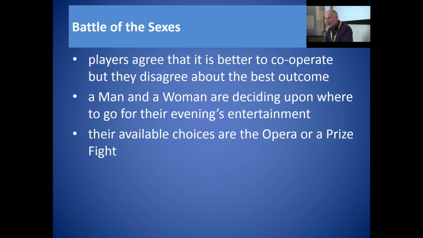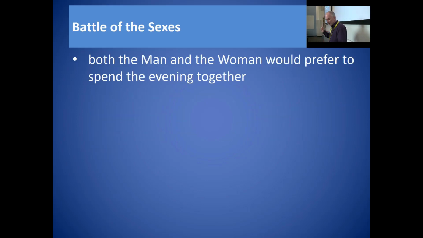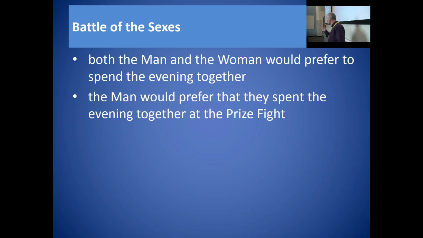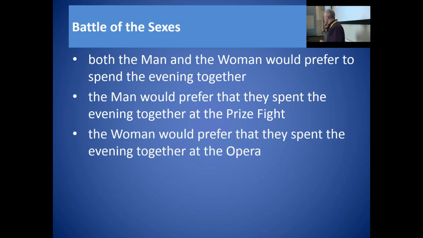So, they agree that they want to go together. Given that tomorrow is Valentine's Day, it couldn't be probably a better example to use. So, they're choosing, do we go to the opera together, or do we go to the prize fight? The man absolutely would much rather that they spend the time together at the prize fight. That's his most preferred venue. They have the choice, what do you want to do? I want to go to the prize fight. However, the woman would much rather that they spend the evening together at the opera.